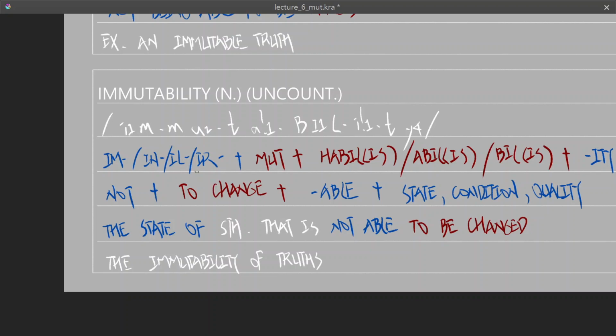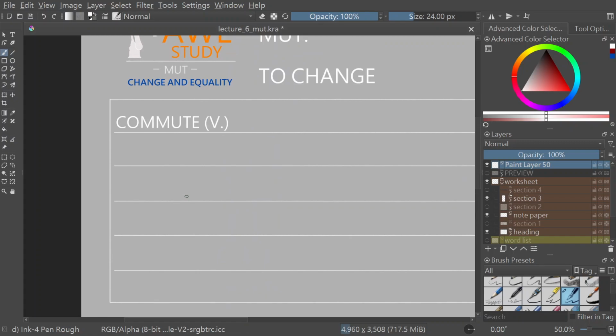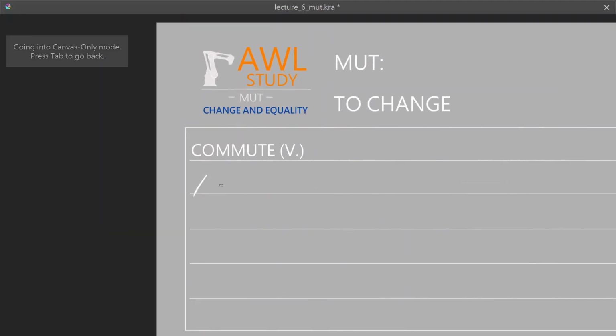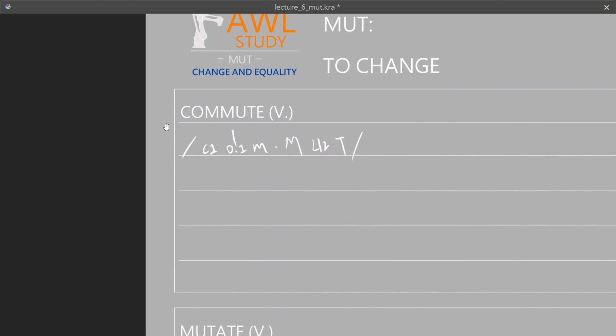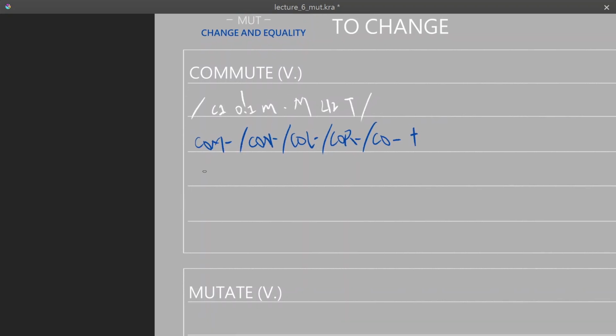Alright, let's move on to the next one. Next we have commute. The first is the prefix com, or co, meaning together, or completely.